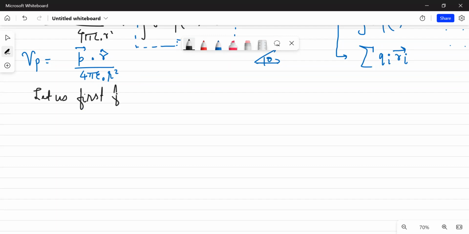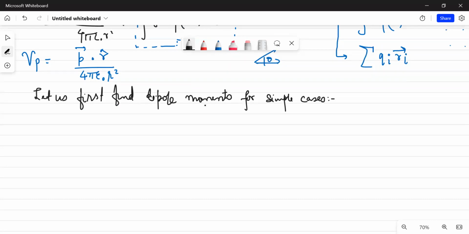Let us first find dipole moments for some simple cases. We'll see some standard 12 problems also later on, but for now, because the level is high, let's keep the level high. Let us first find the dipole moments for some simple cases. Is that clear?